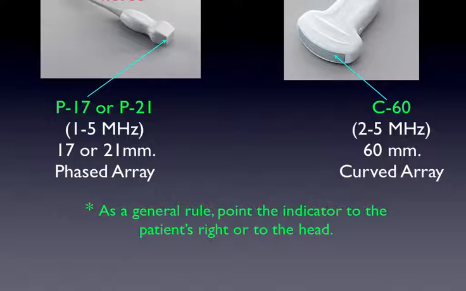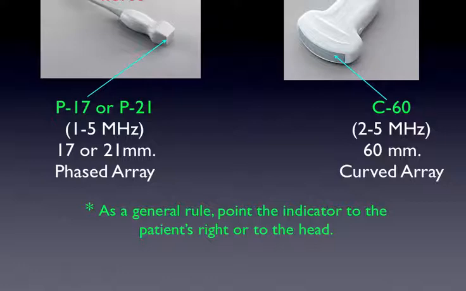So, as most of you know, there are many different types of probes. To examine the organs that are in question here, we're going to use a probe that's a low frequency where we can look at deep organs. So we're going to use a phased array probe or a curvilinear probe. So the P17 or P21, beginning with P for the word phased, and the C60 in this case, another low frequency probe, beginning with the word C for curvilinear.